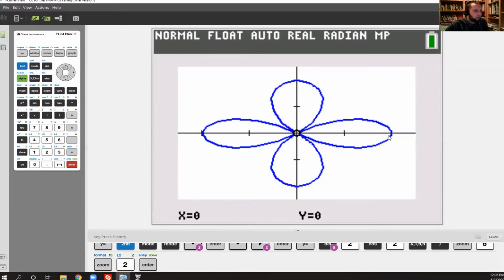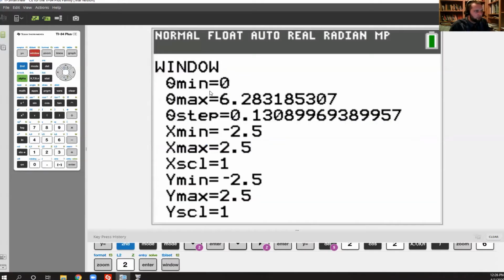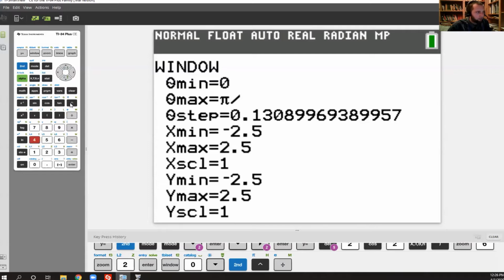So one way of doing that is to limit the theta range in your window. So we think that this is theta equals 0 and this is theta equals pi over 4. Let's just verify that using our window. So my theta minimum is 0. My theta maximum is going to be pi divided by 4. And now we can go graph again.